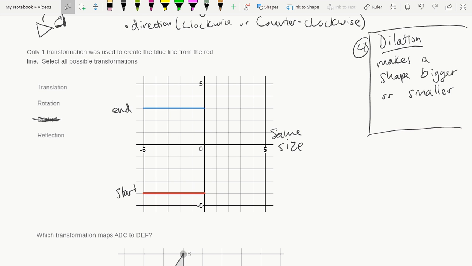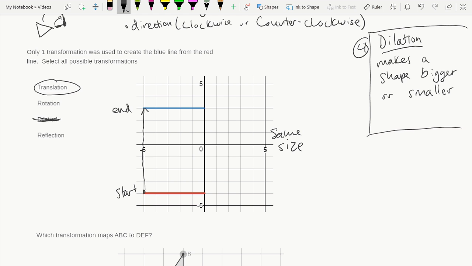Okay, so then what can I do? Well, translate is a slide. So if I take and I slide the whole thing along that line, that seems like it would work. So translation is a possibility. Rotation, now rotation seems a little bit tricky. Actually, so the other obvious one, reflection.